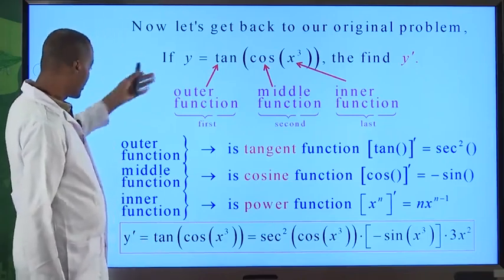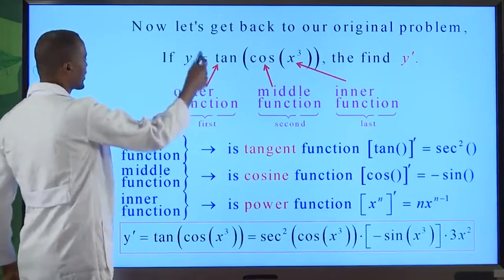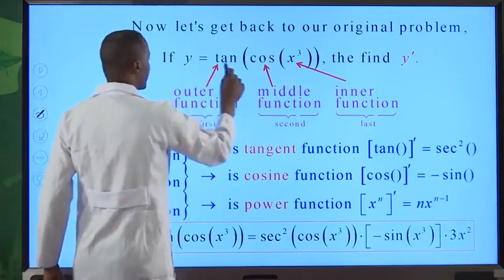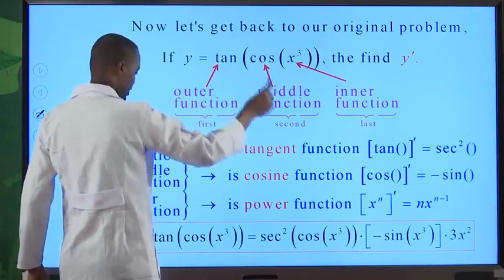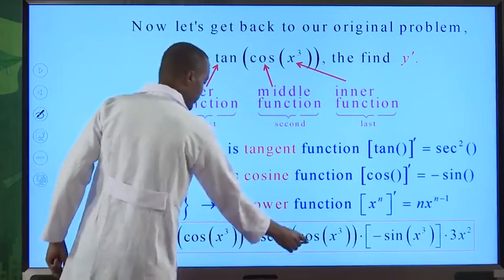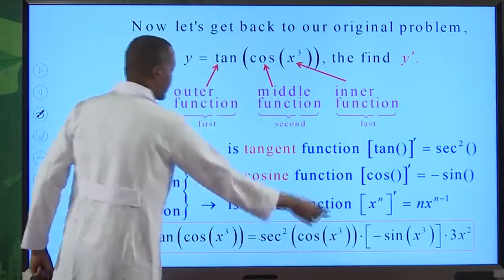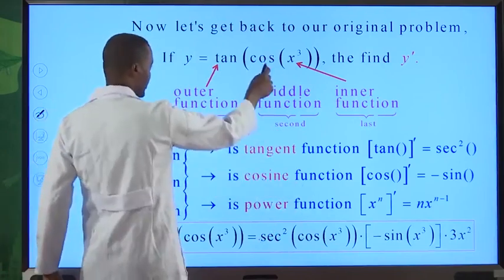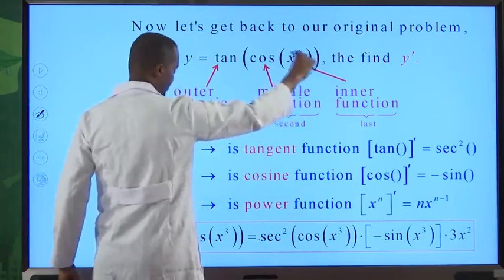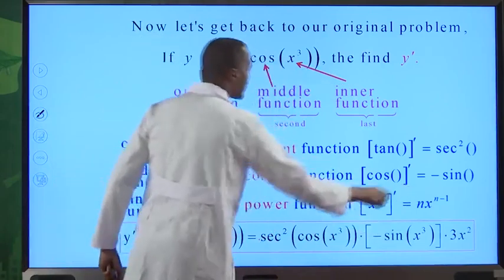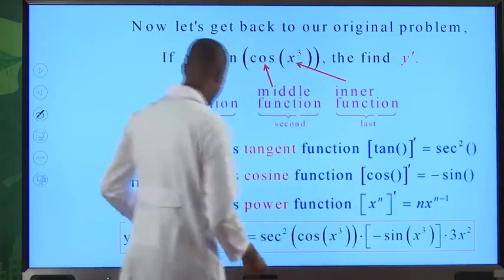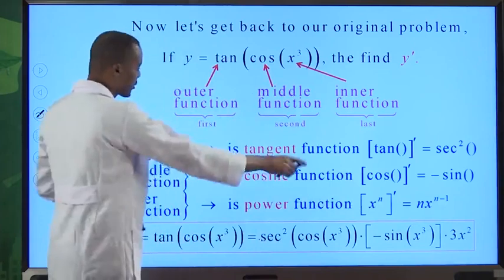Let us now go back to the problem that we started with, that is y is equal to tangent of cosine of x cubed. The derivative of tangent is secant squared of everything inside, that is cos of x cubed, multiplied by the derivative of cosine, which is minus sine of what is inside it, that is x cubed, multiplied by the derivative of this polynomial function, that is 3x squared. Everything else is just talking about that.